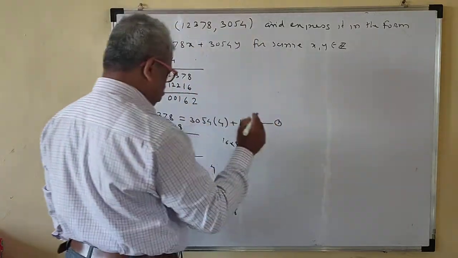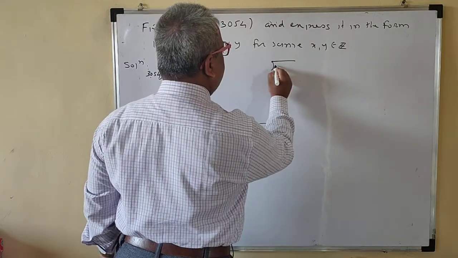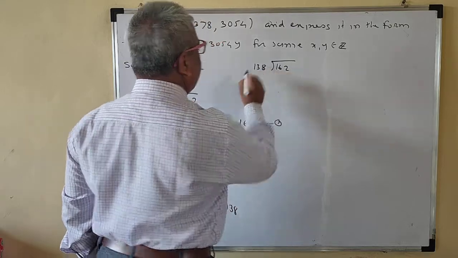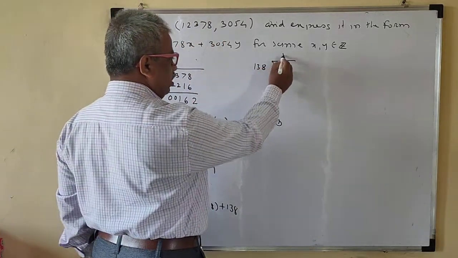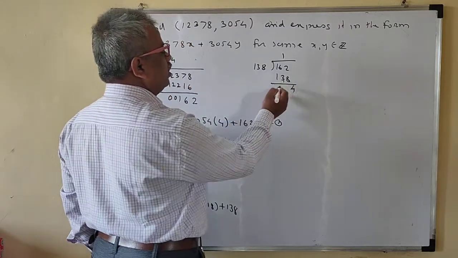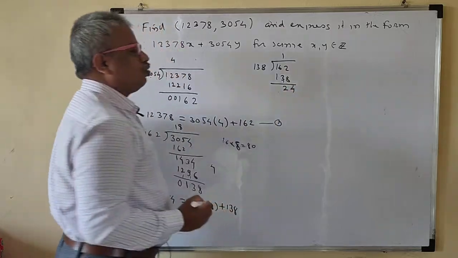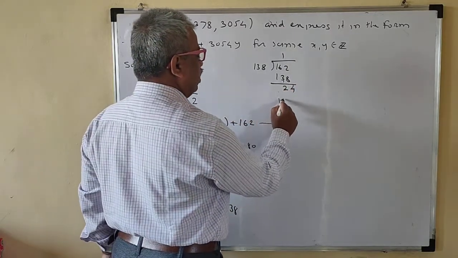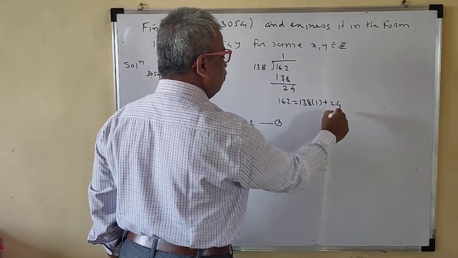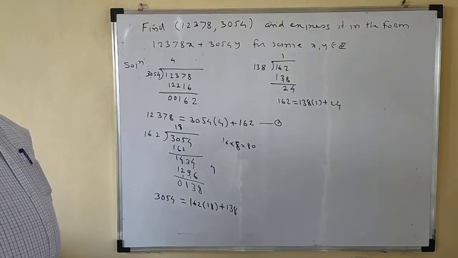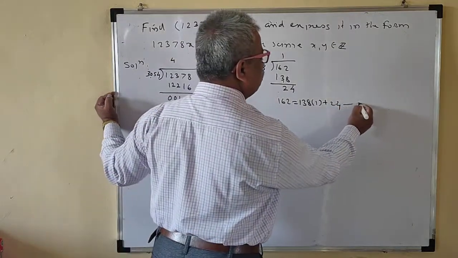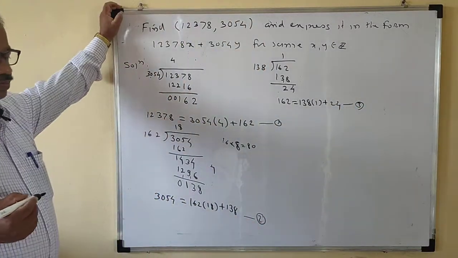Now next, what do I do? I have to divide 162 by 138 now. So obviously the quotient is 1 now. 138, so this is 12. Then 1 is here. So 6, 4, this is 2. So 24. How we can write this: 162 is equal to 138 into 1 plus 24. You can do the numbering. If you want, you can number it: 2, this is 3. This is very important.